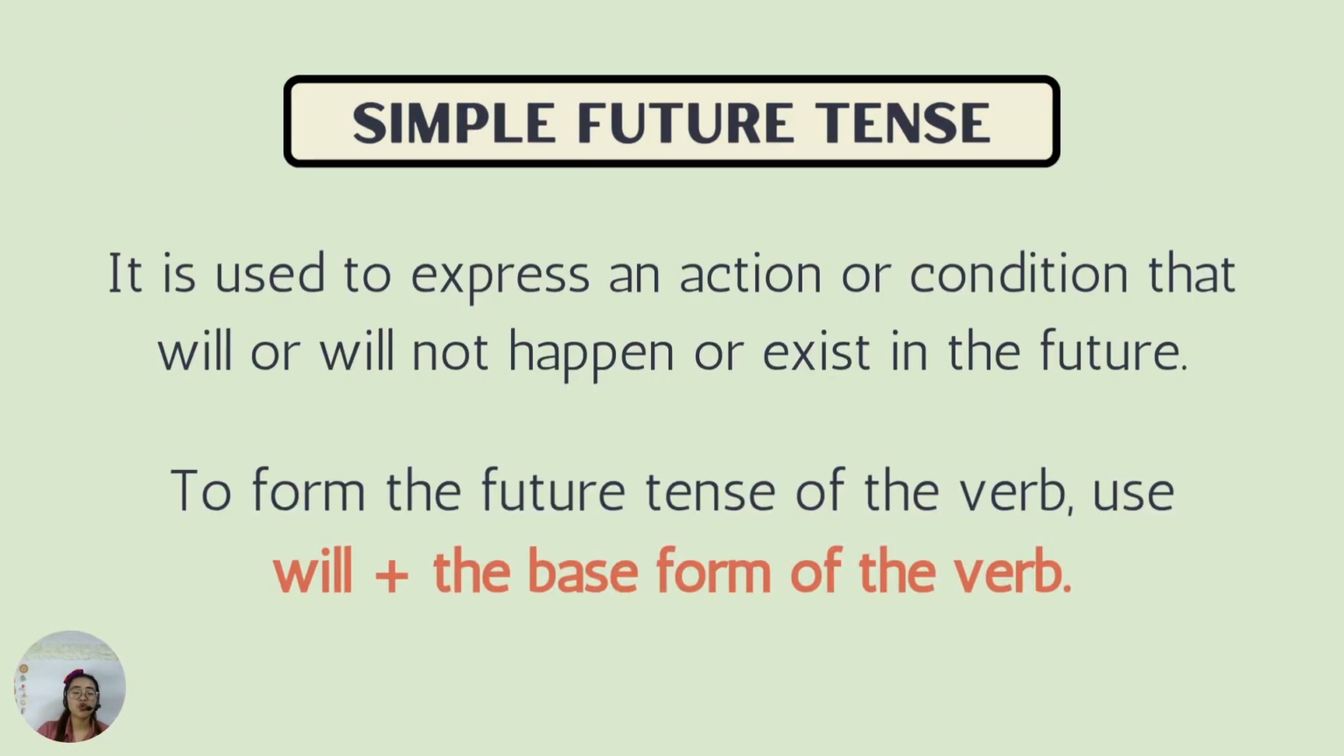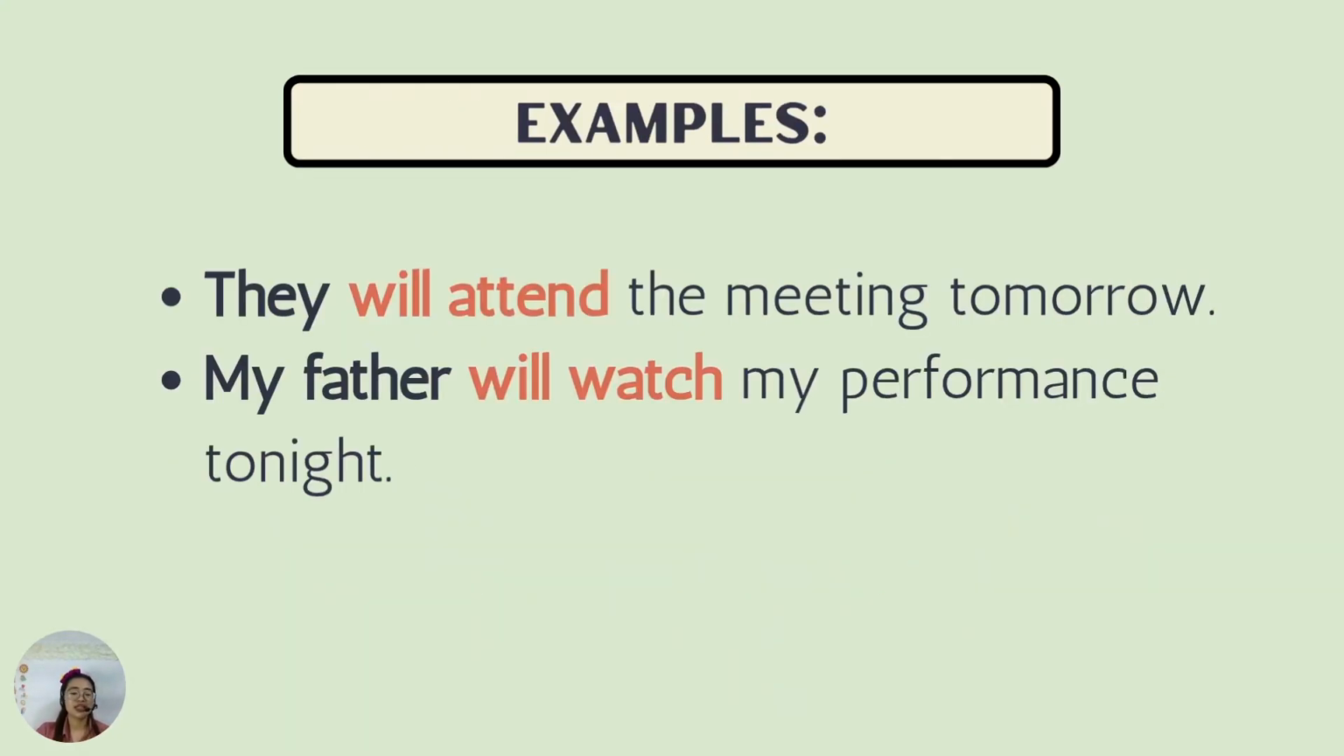Now let's go to the simple future tense. It is used to express an action or condition that will or will not happen or exist in the future. To form the future tense of the verb, use will plus the base form of the verb. Let's go to the examples.